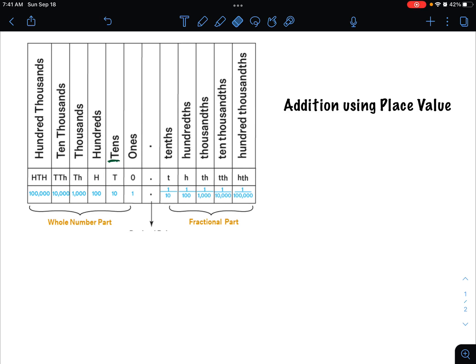Okay, today we're going to be talking about addition using place value. So I've put this chart over here to help us remember a little bit about place value. Right here in the middle, we've got our decimal point. Over here to the right side, we've got these fractional parts. These are all parts of a number that are less than a whole, so they're always going to be on the right side of the decimal.